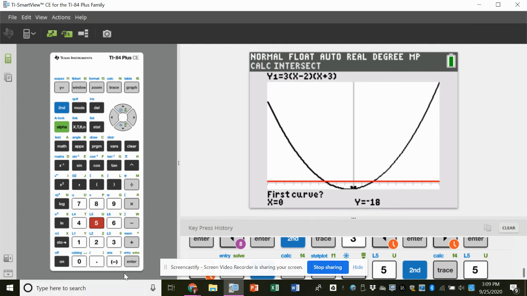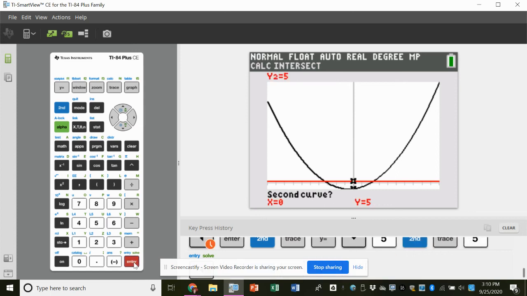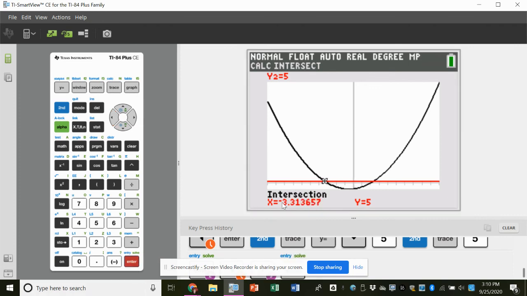It's asking for first curve. It doesn't know which line is which. It just wants to know that there are 2 different lines. So we just want the spider on our black line and then the spider on our red line. And then it's asking for a guess. And so again, we need to move our spider close to one of our answers. And this is telling us that the input is -3.313657 when the output is 5.